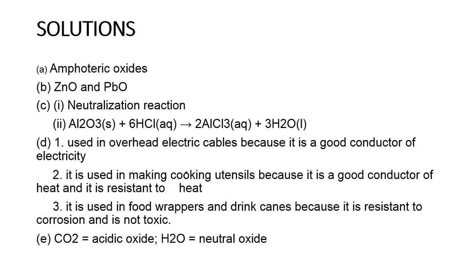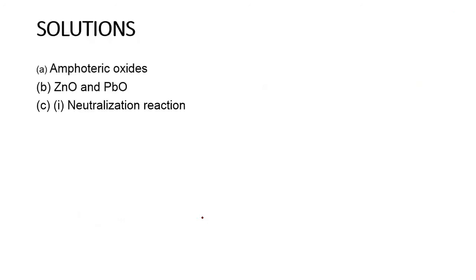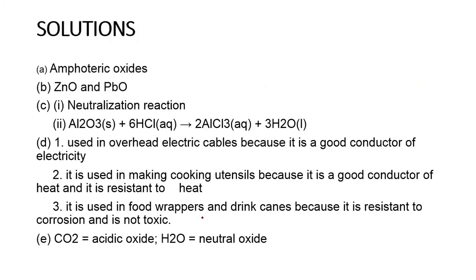Okay, so there is this last question here, and the last question says carbon dioxide and water belong to two different types of oxides. State the type of oxide to which each of them belongs. So now we are saying carbon dioxide, is it a metal or a non-metal? Think from the look of things, it's a non-metal, so it's an acidic oxide. Water is a neutral oxide. Okay, so you write your answers clearly. Carbon dioxide is an acidic oxide and water is a neutral oxide.